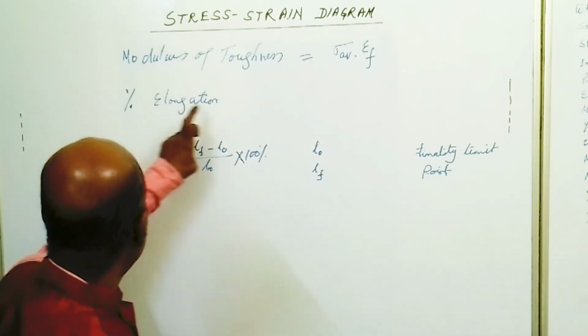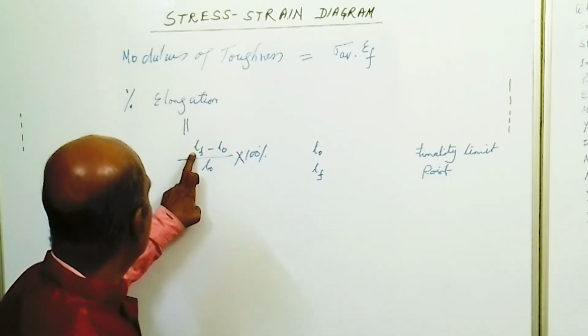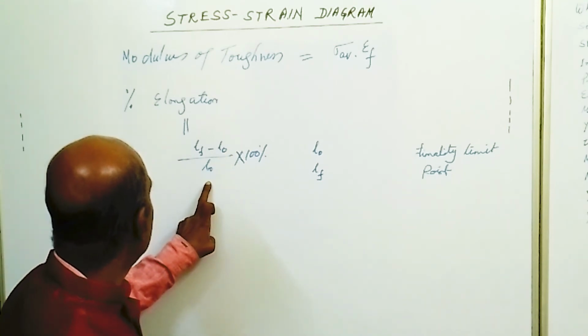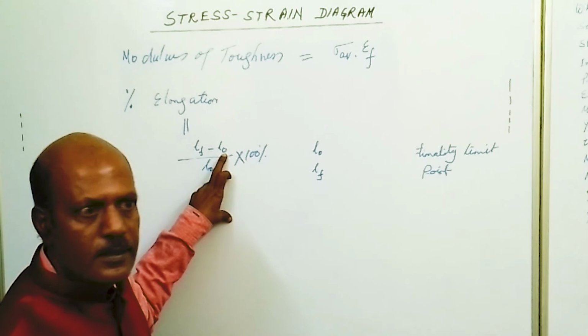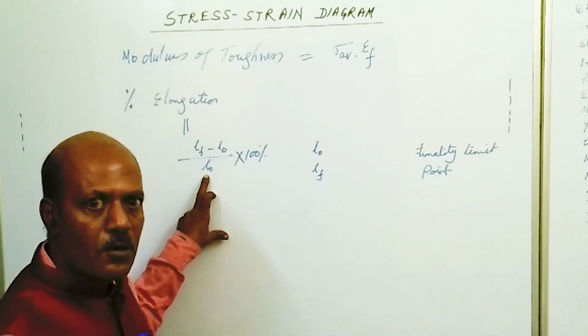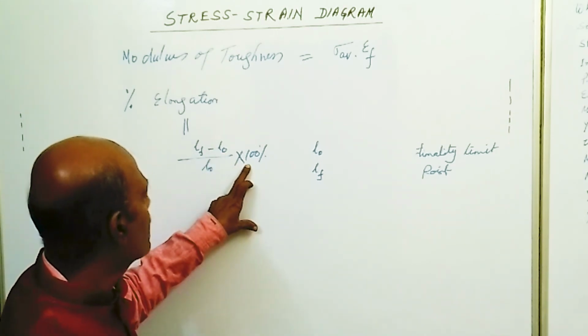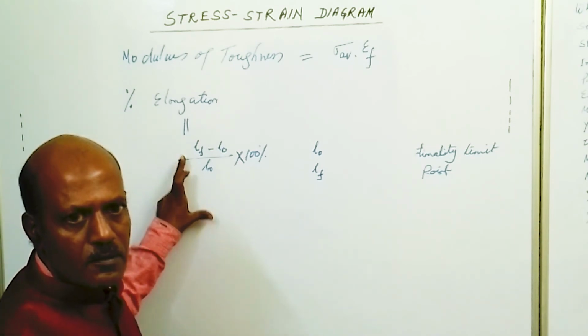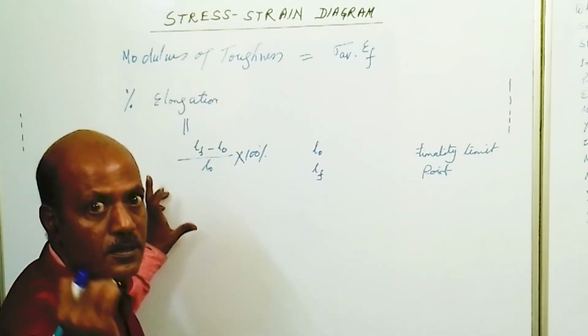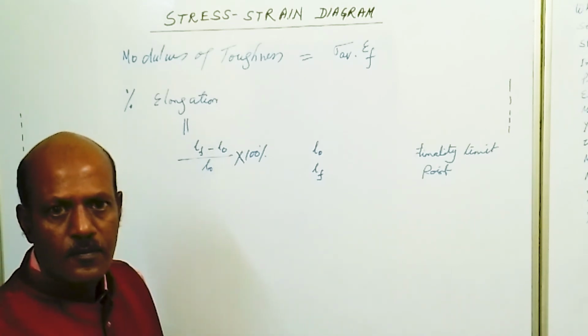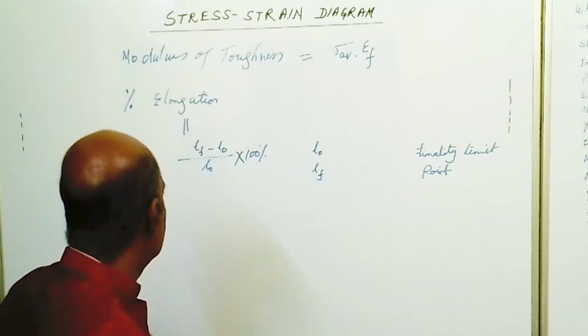So what is percentage of elongation? That is given by LF minus L0 by L0 into 100%. LF minus L0 is the change in length, divided by L0, the original length, into 100%. That means change in length per unit original length expressed as percentage is called percentage elongation.